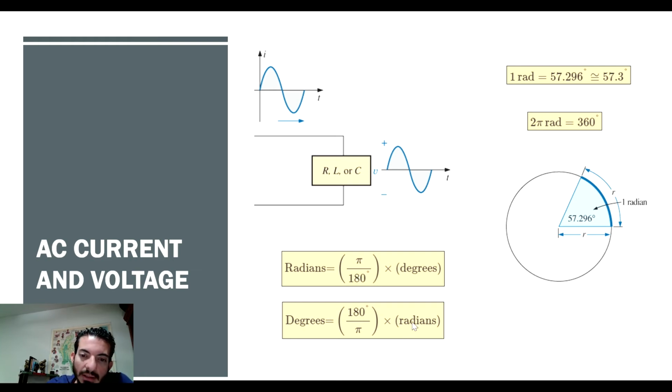So if you have 17 radians, then you want to transform to degrees, you do 17 times 180 divided by pi. And the opposite, if you have degrees and you want to transform, you're going to get the radians, say 30 degrees times pi divided by 180. That'll give you the answer in radians. Okay?